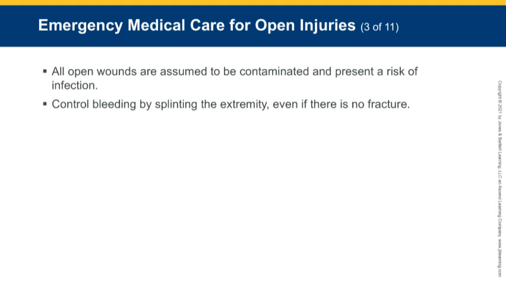Since all open wounds carry a risk of infection, they should be cleaned and covered properly. Even if a fracture is not suspected, splinting an injured extremity can help control bleeding and prevent further tissue damage.